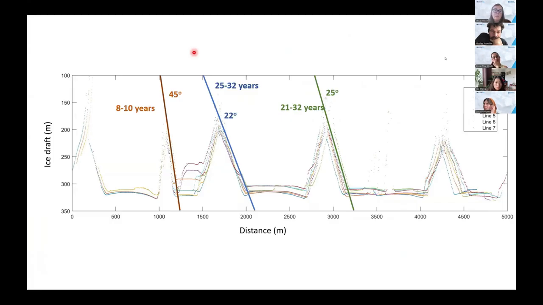So here they are, yellow is one, and then going on and on. And this is one of the younger ones, and this one is 8 to 10 years, and the average slope here is 45 degrees. And this is one of the older ones, about 30 years, and the average slope there is 22 degrees. And here is another old one where it's a 25-degree slope.